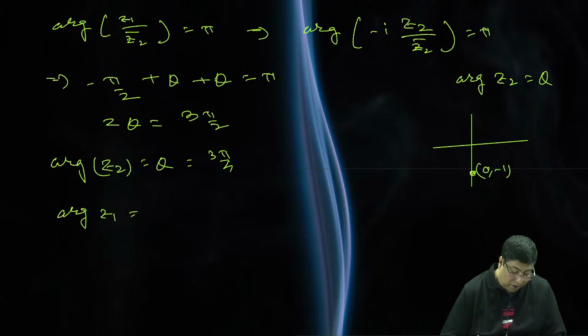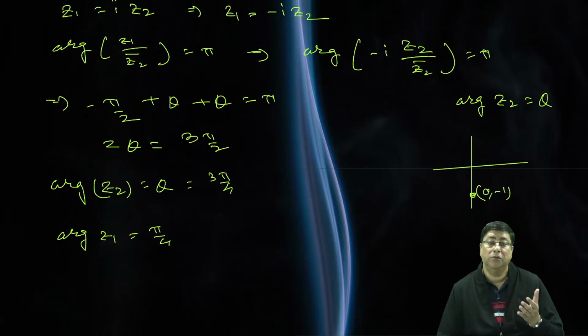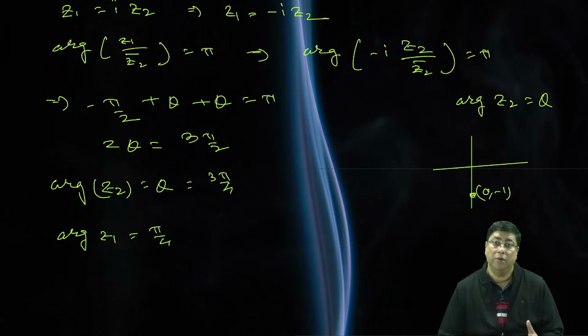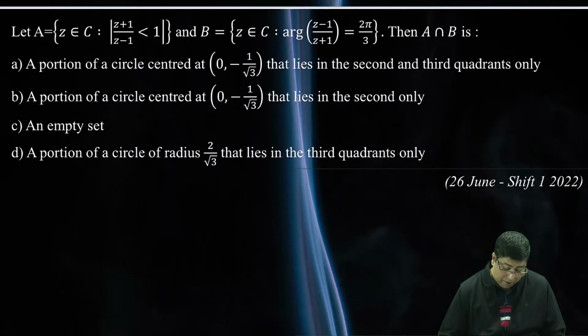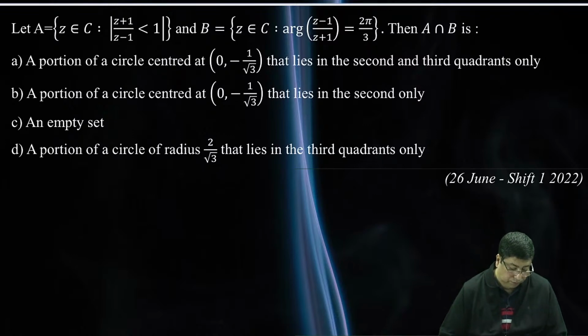Argument of z1 equal to pi by 4. Let us go to the next sum. There are some sums which are very fast, we can solve them with not so much calculation, and there are some sums which are calculative. As you know, mathematics is the determining factor, so you have to practice tremendously on calculation, and obviously concept does matter. Let us go to the next sum.